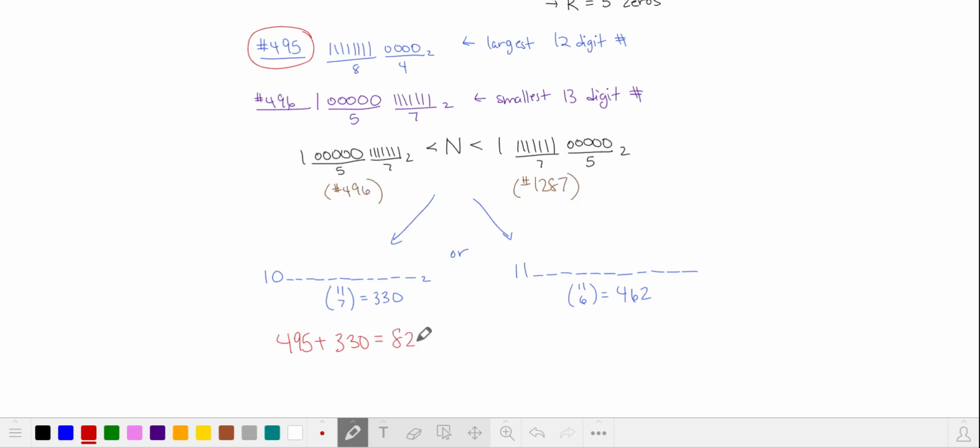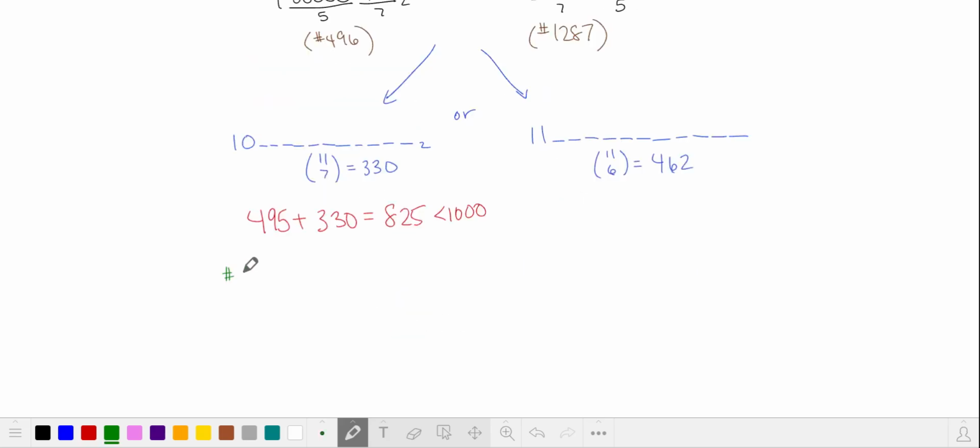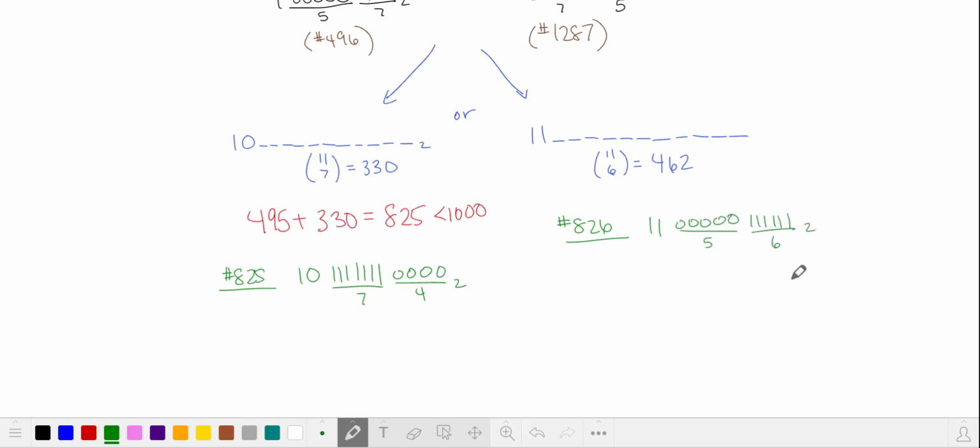We'll start with the largest 12-digit number, number 495, and then we'll add these 330 numbers to get 825. Our 825th number starts with a 1 and a 0, and then we put the remaining 7 ones first, and then the last 4 zeros after that. Our 826th number begins with a 1 and a 1, 5 zeros after that, and 6 ones in base 2. So far, this is our new lower bound.